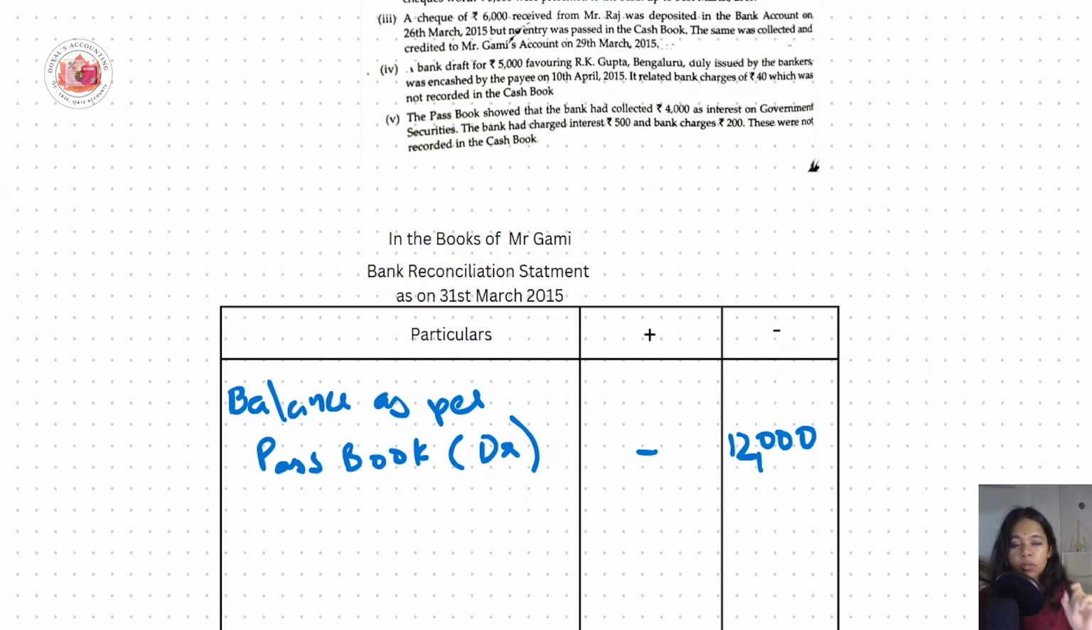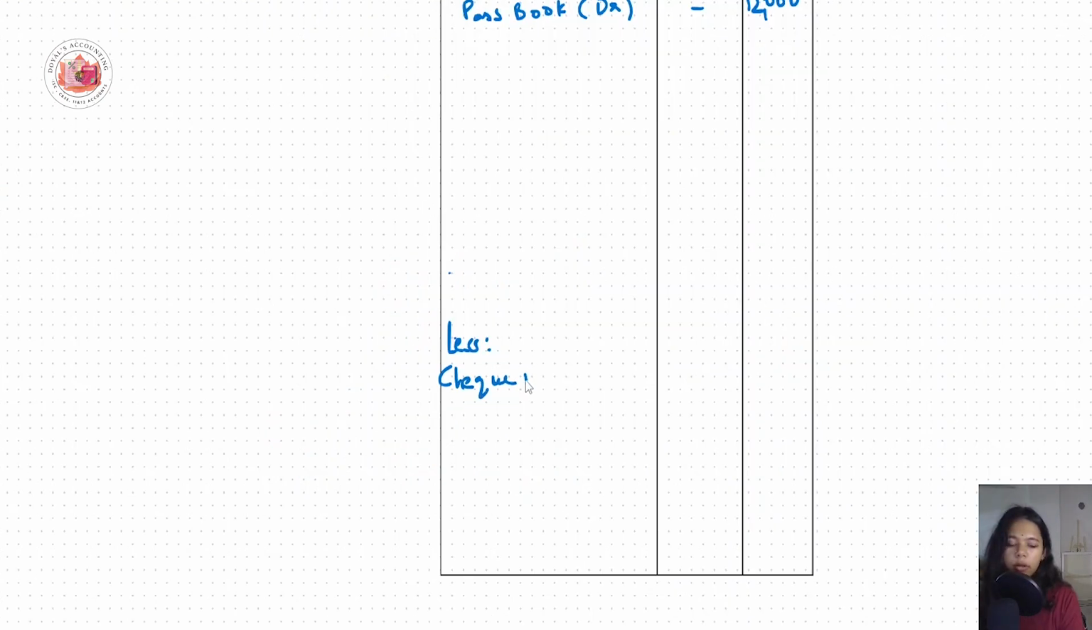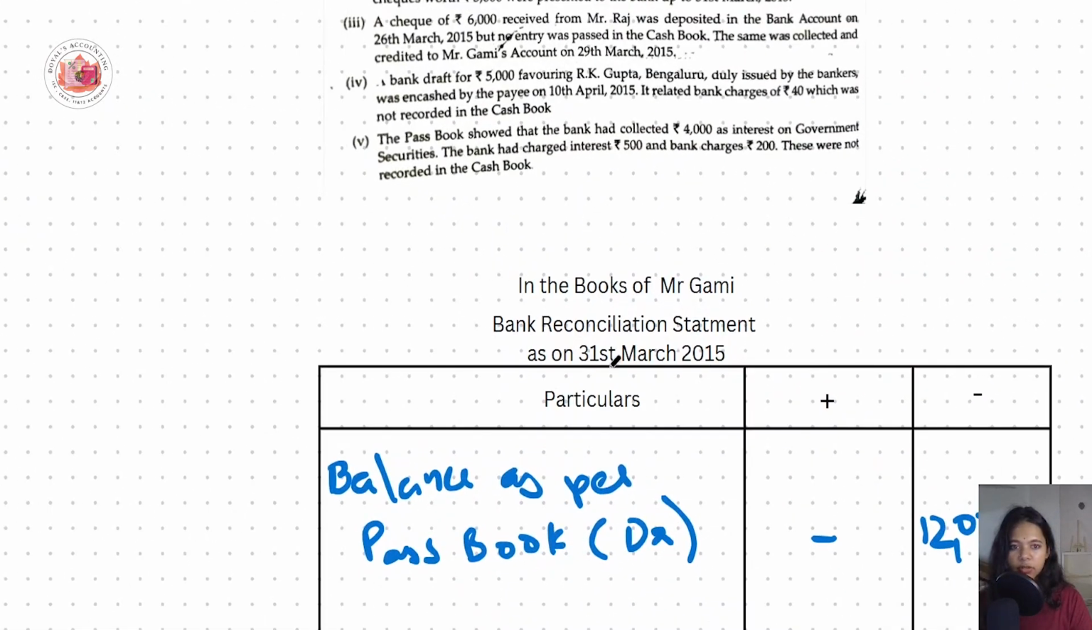Checks worth rupees 20,000 were issued to the creditors. So in my cash book 20,000 rupees has been deducted, but in my passbook they presented checks worth rupees 3,000, so only 3,000 has been deducted. I still have 17,000 in the bank, and if I want to equalize the two, then I'll have to deduct this 17,000. Check issued but not yet presented, 17,000. Okay, let's see the next transaction.